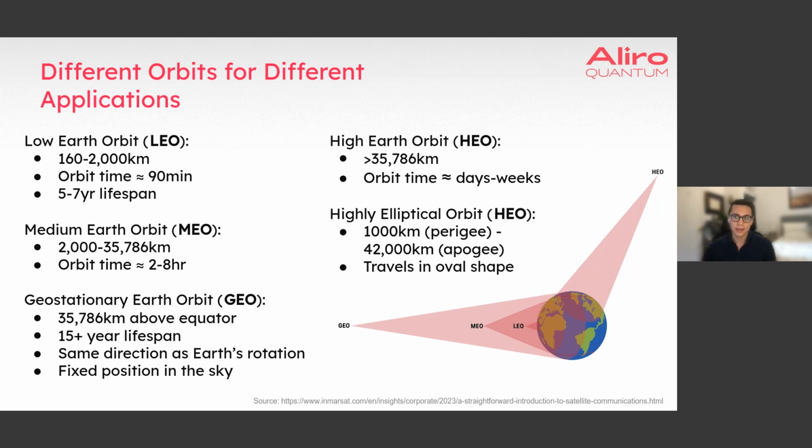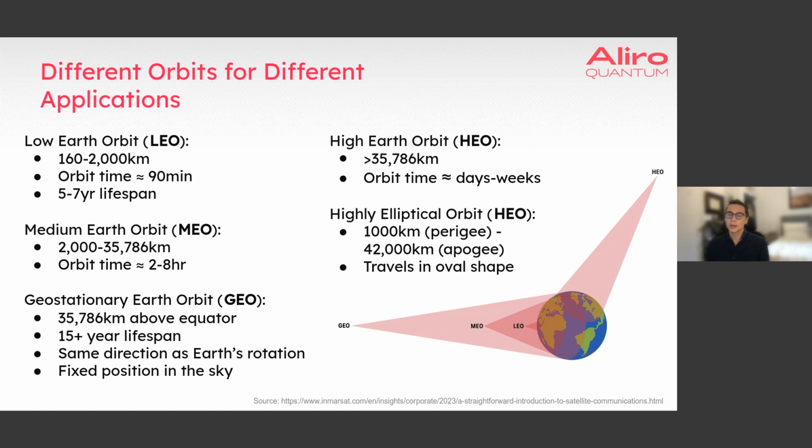So there are different frequency bands and beam types that I just spoke about, but there are also different orbits for different applications as well. We'll start with the lowest orbit, what's called low Earth orbit. The low Earth orbit, or LEO orbit, ranges anywhere from 160 kilometers to 2,000 kilometers above the surface of the Earth. The orbit time for a LEO satellite is about 90 minutes, and these satellites typically have a 5 to 7 year lifespan. If you're familiar with Starlink, they deploy a bunch of low Earth orbit satellite constellations to enable global coverage.